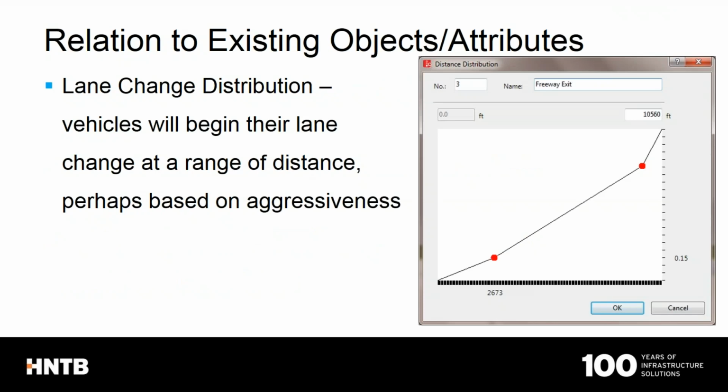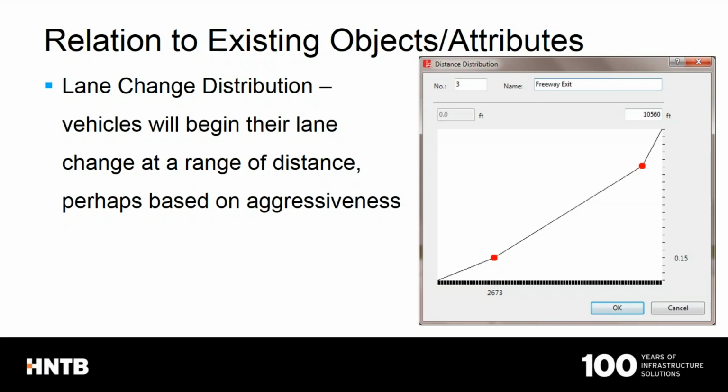There's dwell time distributions, there's speed distributions, and as I was preparing for this, I didn't know this existed, but there is actually a distance distribution feature. And so my thought is, could we create a distance distribution feature that would be used for lane change distances?